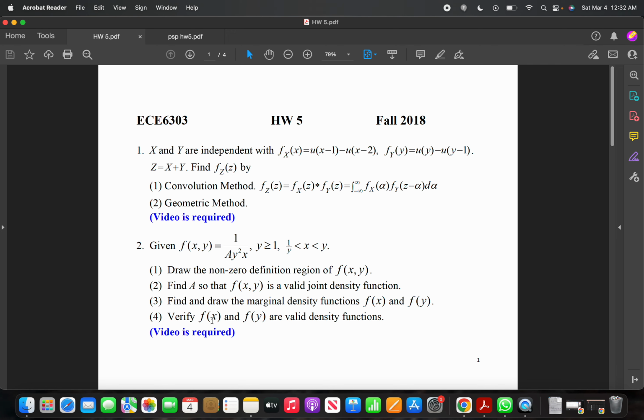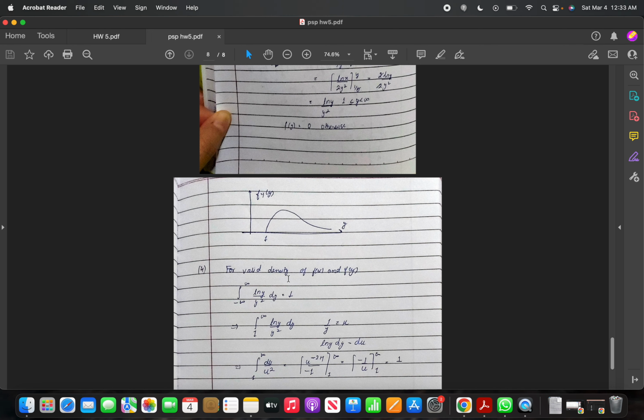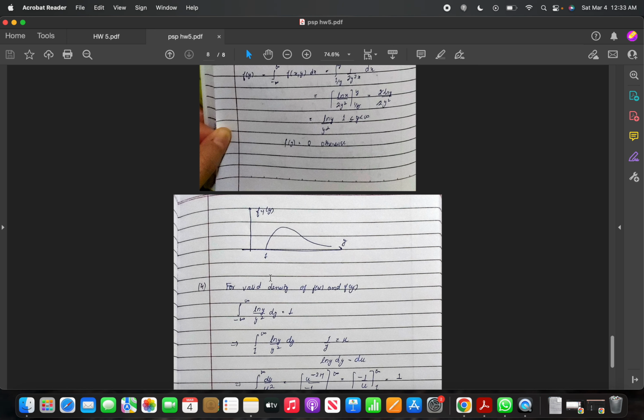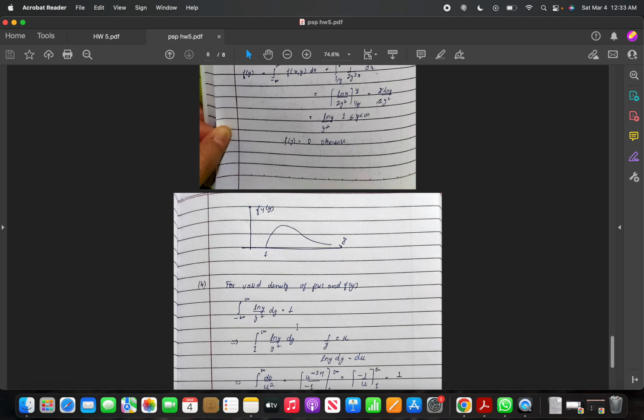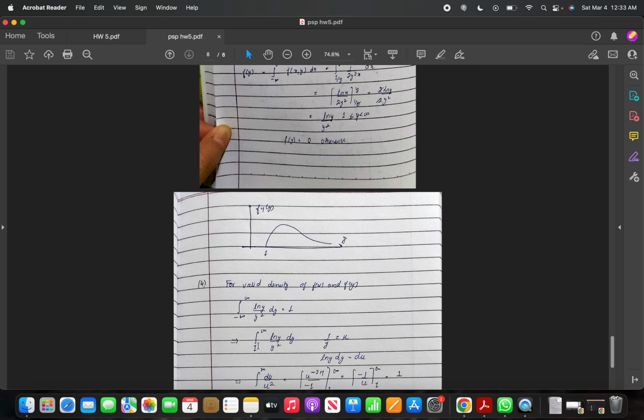Now for the fourth part, we need to verify f of x and f of y are valid density functions. So basically, to prove that these are valid density functions, we'll integrate over minus infinity to infinity, and that should sum up to 1. So first we are integrating f of y, which is ln y by y square, dy over minus infinity to infinity, and since we know that this is valid for y greater than or equal to 1, we can put the limits as 1 to infinity.